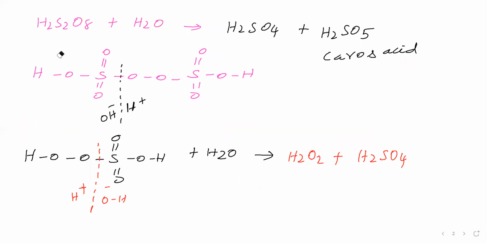So in vacuum distillation, what substance will we get? That point we will see. So we are taking (NH4)2S2O8.